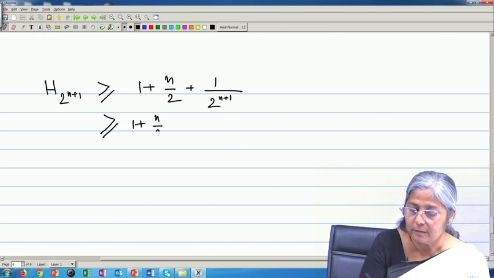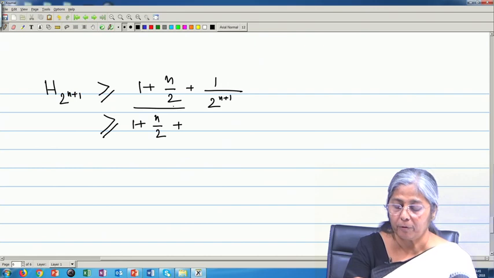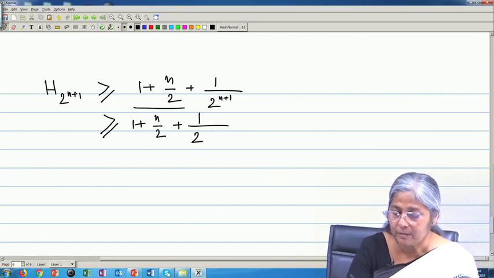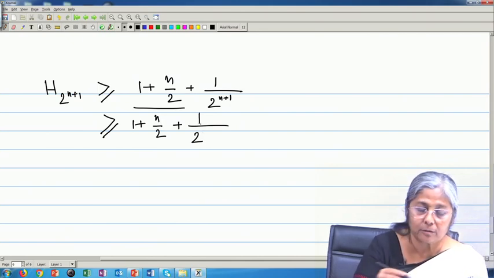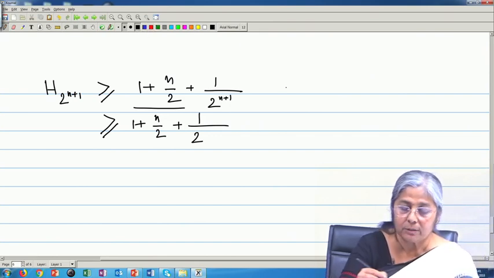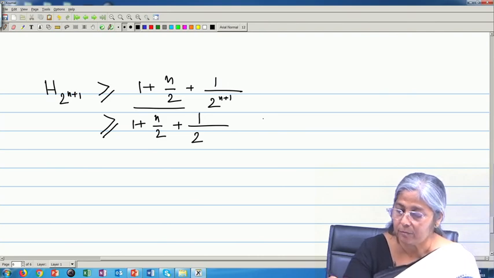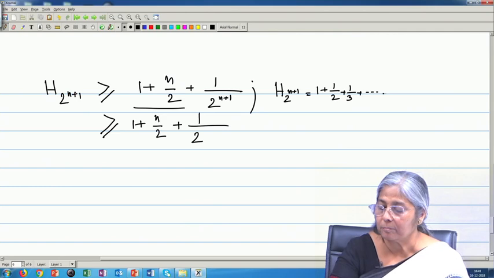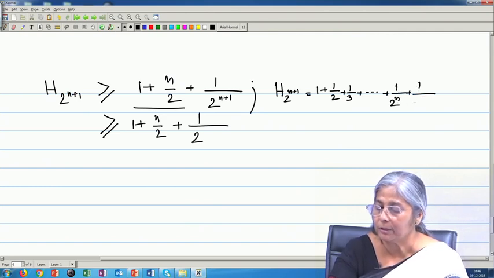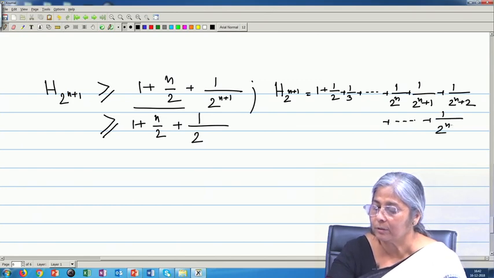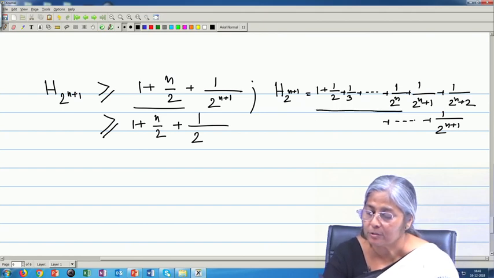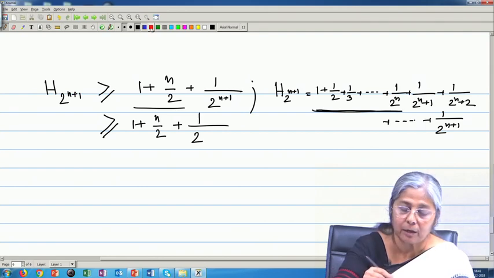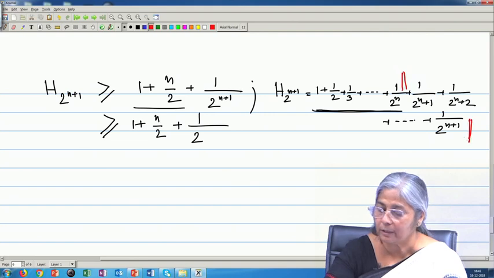So, I can write this because this is up to 2 to the power n. If I consider my H of 2 to the power n plus 1, this will be 1 plus 1 by 2 plus 1 by 3 plus up to 1 by 2 to the power n, then 1 by 2 to the power n plus 1, 1 by 2 to the power n plus 2, up to 1 by 2 to the power n plus 1. So, my H n is only up to this term, and these are the terms that I have to add.